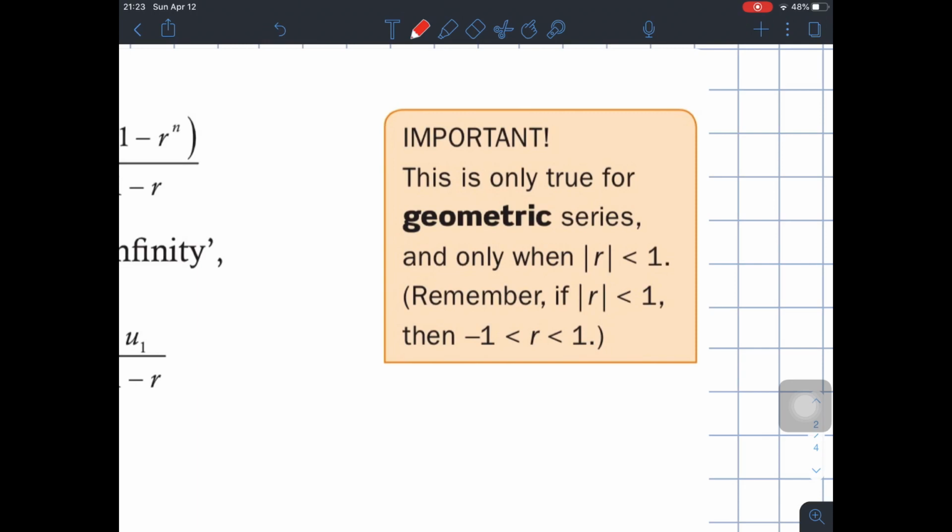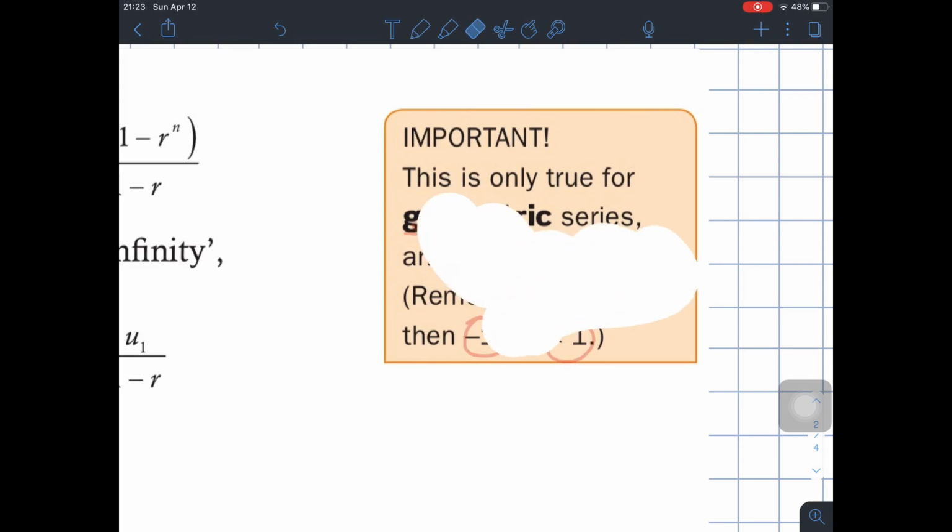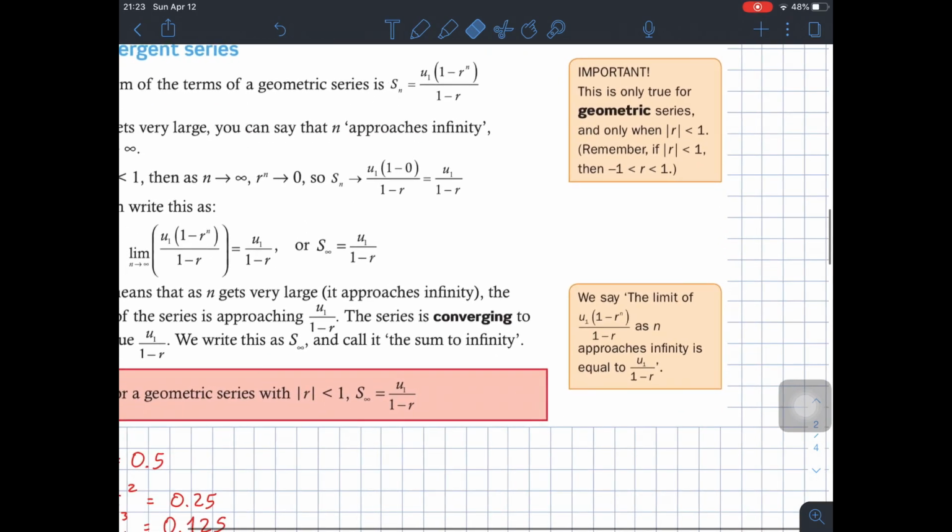Important. This is only true for geometric series and only when the absolute value of the common ratio is less than 1. Remember, if the absolute value of the common ratio is less than 1, that means that the common ratio should be between -1 and 1. And the very important clarification here, only for geometric series with this condition. This does not apply for an arithmetic series in any case, okay?